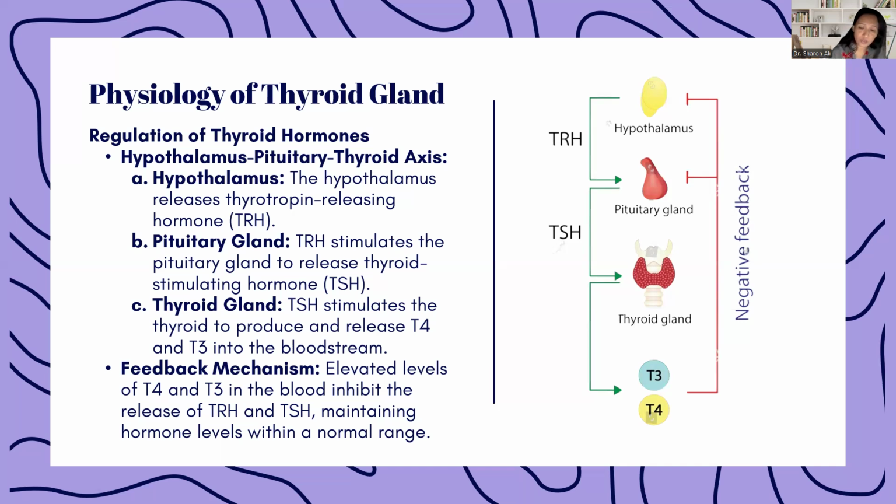When there is a lot of T3 in the body, there is a negative feedback mechanism which goes to the pituitary gland or to the hypothalamus and stops the production of the thyroid hormone for that particular time.